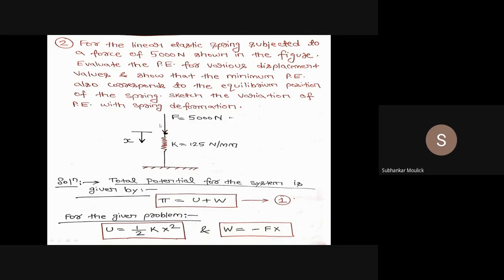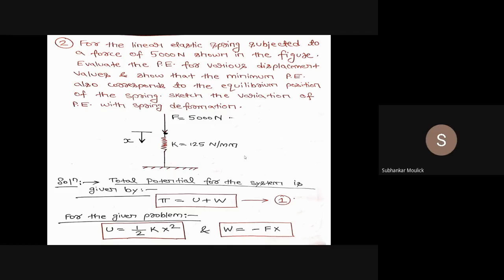That means you have to find out the minimum potential energy, because for minimum potential energy the entire system is in equilibrium. Also, you have to sketch the variation of potential energy with the spring deformation. That means the potential energy pi, which you will find out, will be an expression in terms of x, because here x is the deflection. So you have to take some values of x, calculate the values of pi for those values, and then plot the variation of pi versus x. Is the problem clear to all of you?